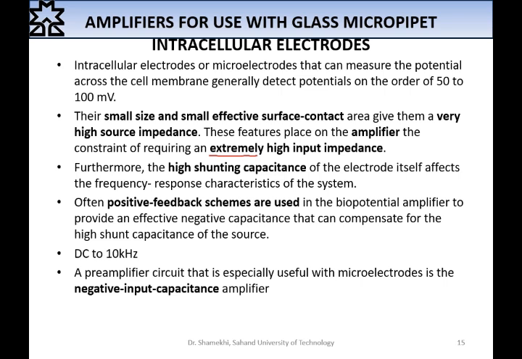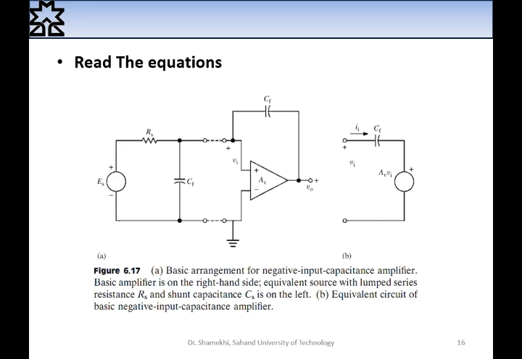A pre-amplifier circuit that is especially useful with microelectrode is the negative input capacitance, utilizing a positive feedback shim, as I told you before. Please find this page from the book, and this is S in this figure.